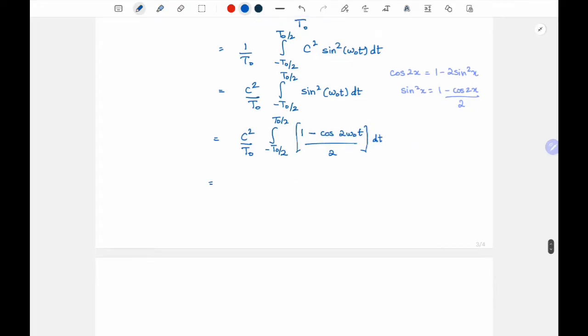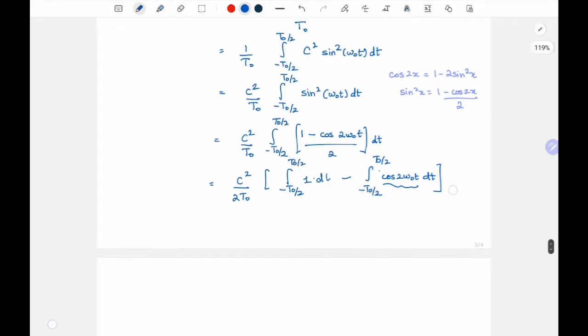So now we can take the 2 common out. So we have two terms: the integral from minus t naught by 2 to t naught by 2 of 1 dt, plus or minus the integral from minus t naught by 2 to t naught by 2 of cos 2 omega naught t dt, right? So what is the period of this cos 2 omega naught t?